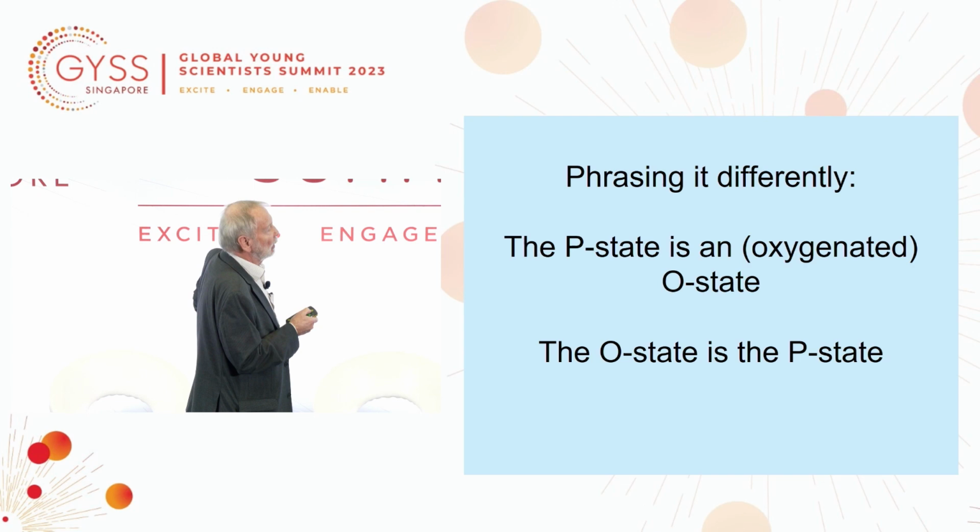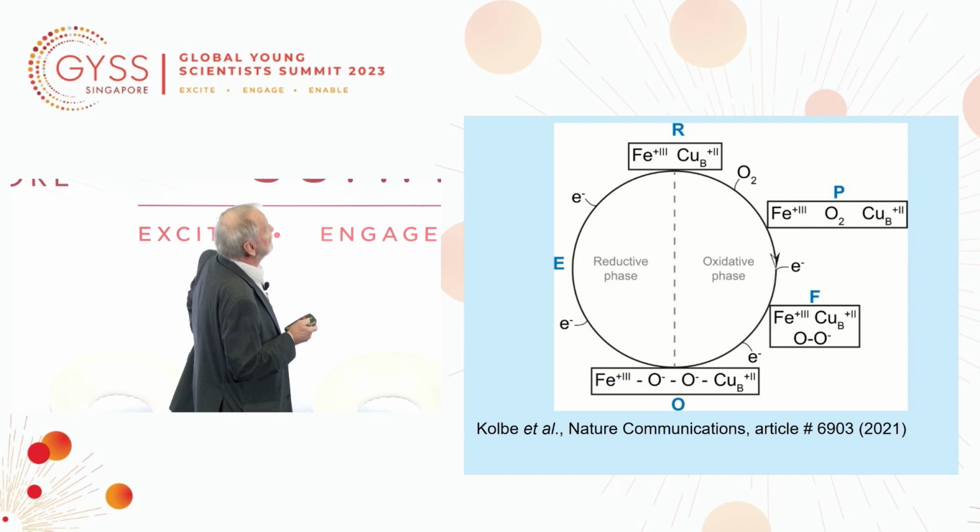So this sounds confusing. Our present model of the cycle is that we have the R state, here iron plus 3, copper plus 2, you bind the oxygen here, you get the P state, then you get the electron, you get the F state, and we can turn it to superoxide.